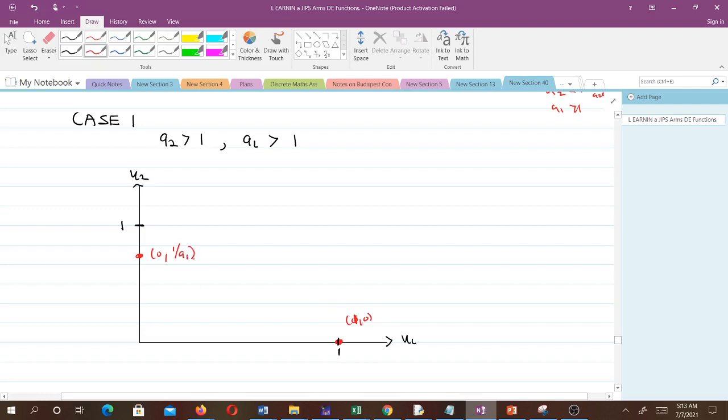I hope you get it. Right? Since A1 is greater than 1, that means we'll get something which is less than 1. So it will be below 1. Then we can join this line. So this is the line U2 equals minus 1 over A1 U1 plus 1 over A1.